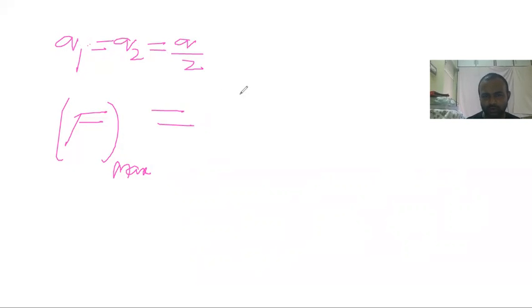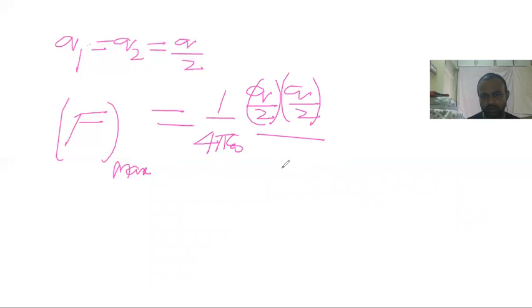Instead of Q1, Q2, you can simply write Q by 2. Yeah, it's Q by 2 into Q by 2, 1 by 4 pi epsilon naught, Q by 2 into Q by 2 by r square. The denominator doesn't change.